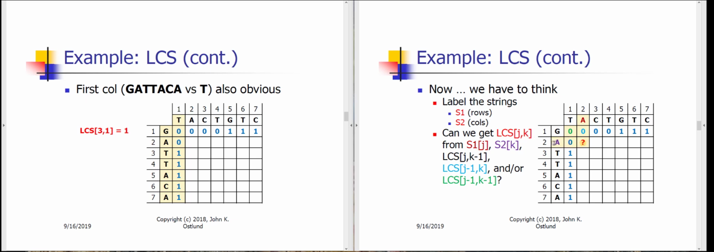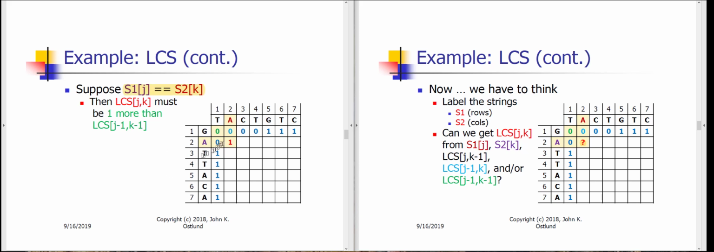Okay, so we know the letter in the row, we know the letter in the column, and we know the longest common subsequences up to the previous column, the previous row, or the previous row and column. Well, let's think about this. Suppose that the two letters do match. In this case, the letter A in the row does match the letter A in the column. Then we need to add 1 to our longest common subsequence, but where does the value come from that we add 1 to?